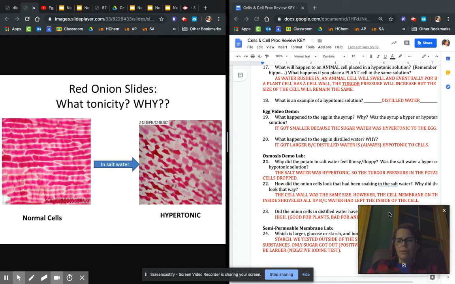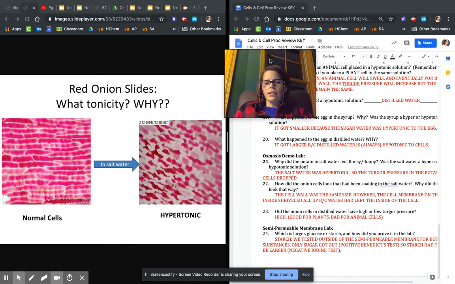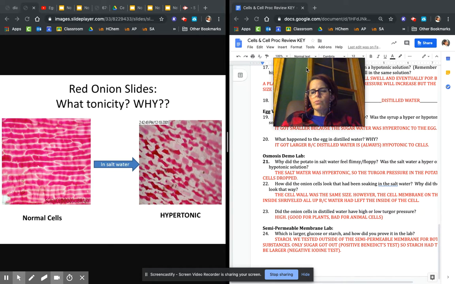All right, I'm going to move my picture here out of the way. Did the onion cells in distilled water have high or low turgor pressure? I'm in question 23, and the answer is high. It's good for plants, bad for animal cells.